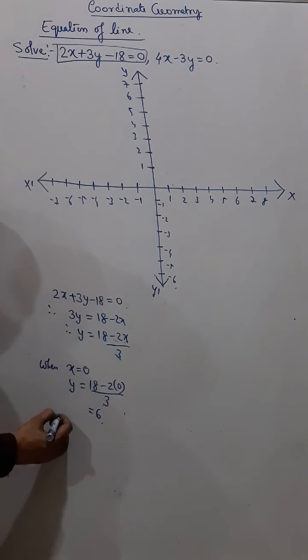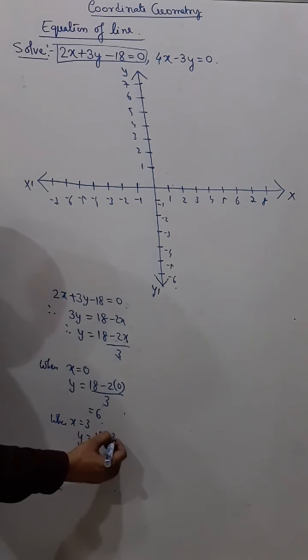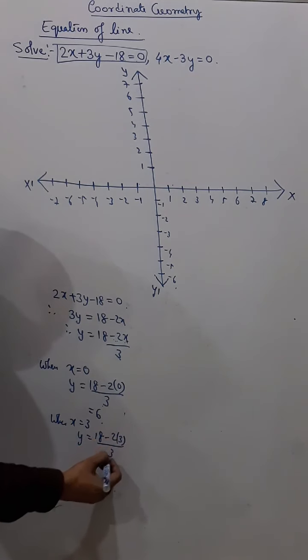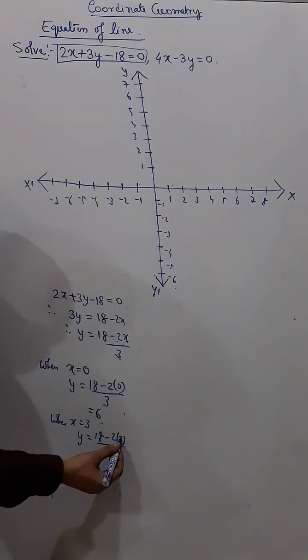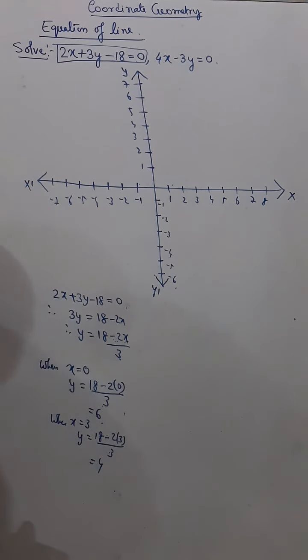But if we put x equals to 3, we get what? Y is equal to 18 minus 2 into 3 by 3. You get 18 minus 6. 18 minus 6 is 12 by 3, and that is 4. So this is a better value. So we can take this value, right?